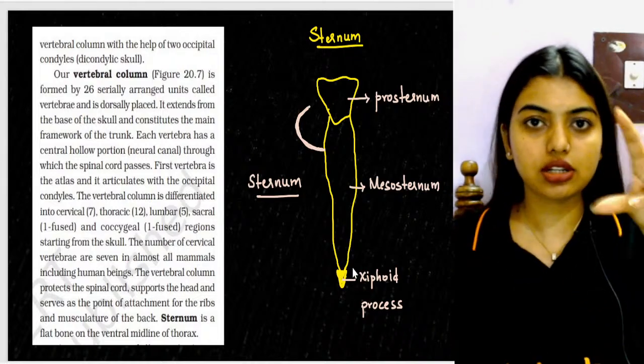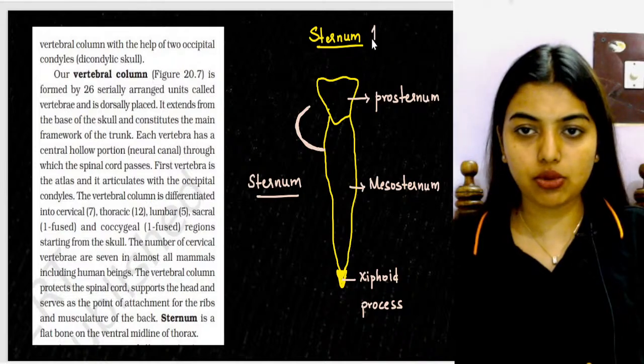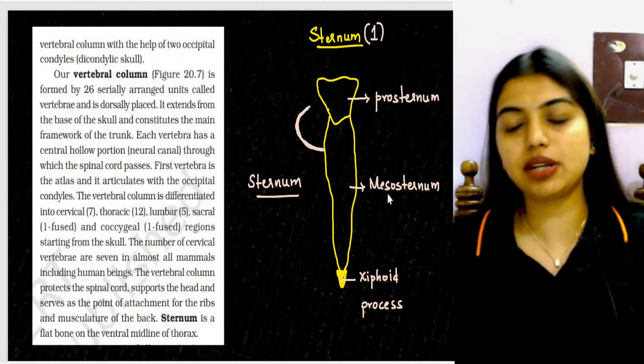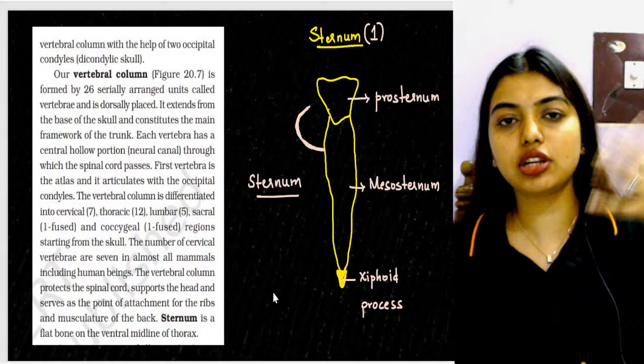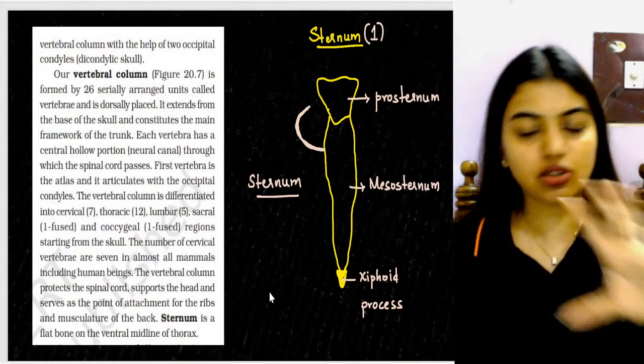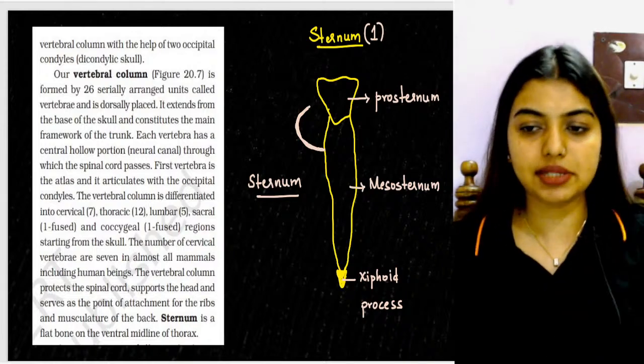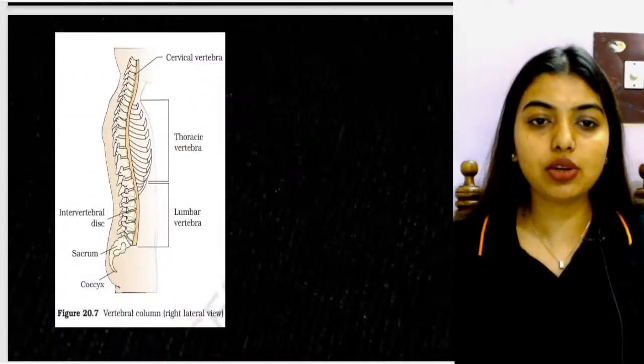Now this is your sternum. This is going to be one bone. Okay, one whole bone divided into 3 parts, but it's okay if you do not remember prosternum, mesosternum, and sphenoid process also, it's okay, but just remember sternum is there. Okay, next is going to be your vertebral column.